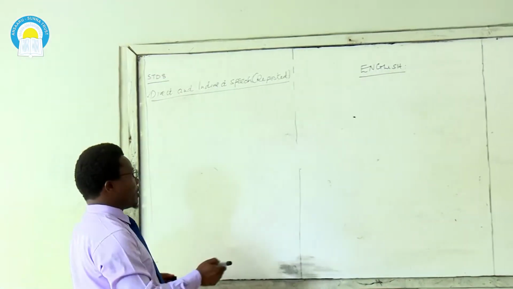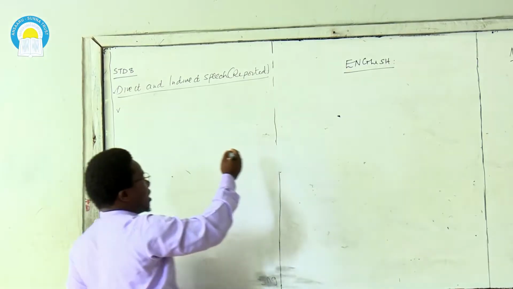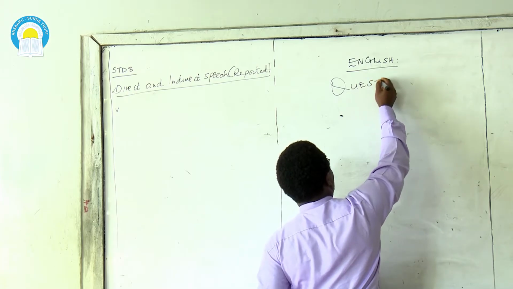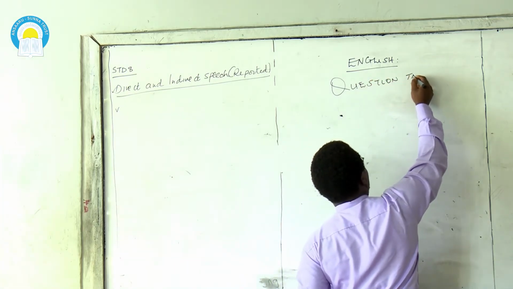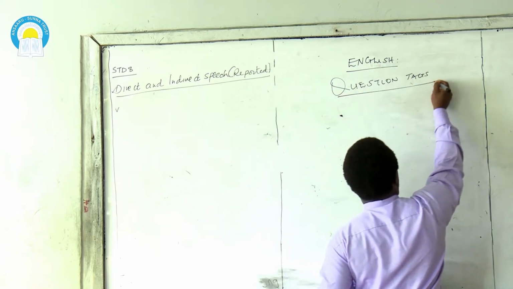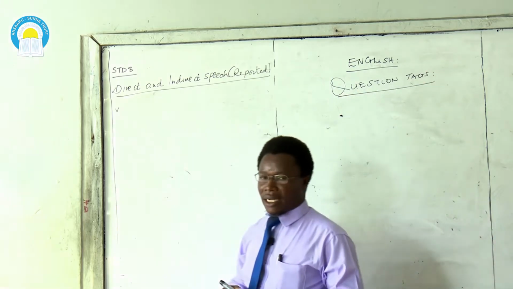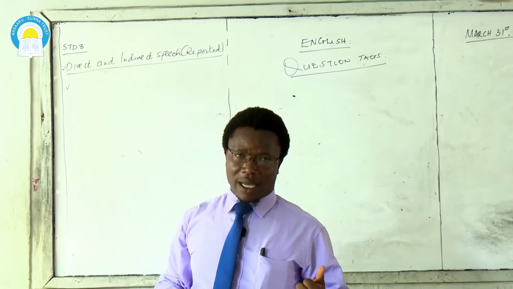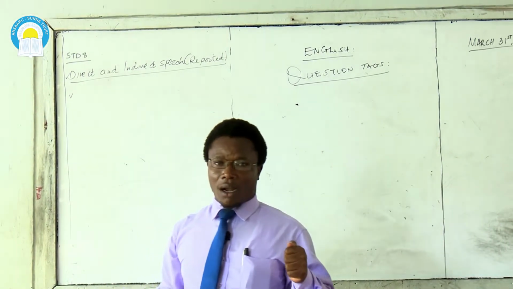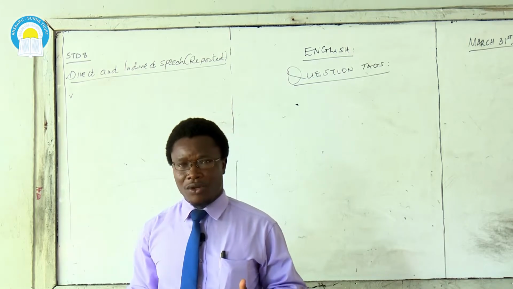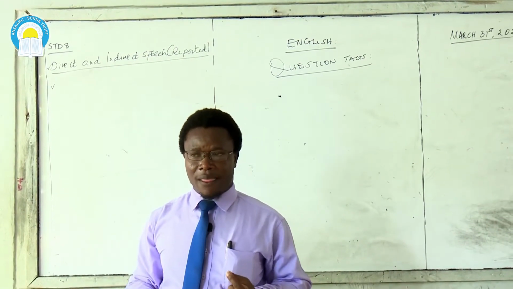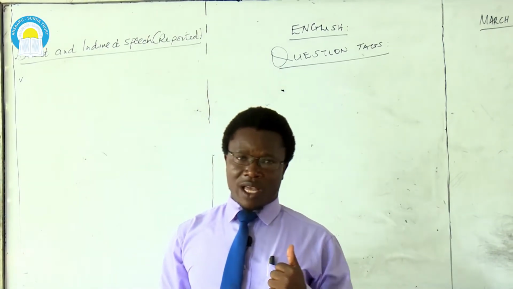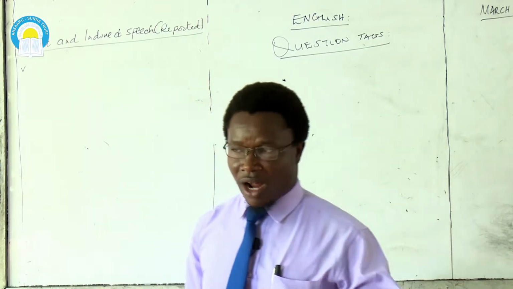Today, because of time, I would like us to look at another examinable area, which is question tags. We are just looking at assorted grammar. The English paper is divided into basically 4 areas. 1, we have the clause test, as I told you. 2, we have the assorted grammar. 3, we have the comprehension part. And 4, we have the composition writing.